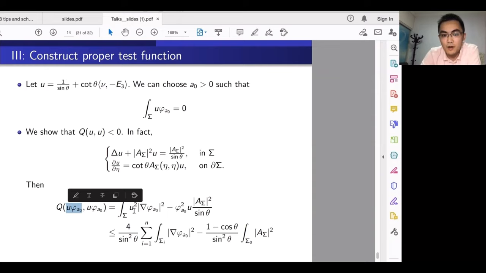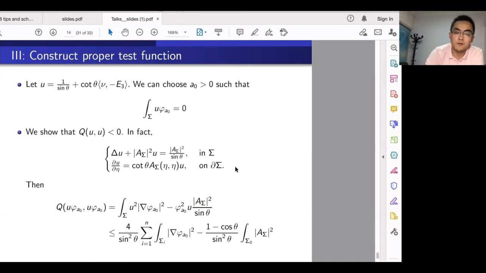So when you plug u times phi A naught into the quadratic form Q, you get this equation. The interesting thing here is that the original quadratic form Q has a boundary integral, but when you plug in u times phi A naught, you only have the interior integral on sigma. The reason is that the function u satisfies this equation. That's the key part of the proof.